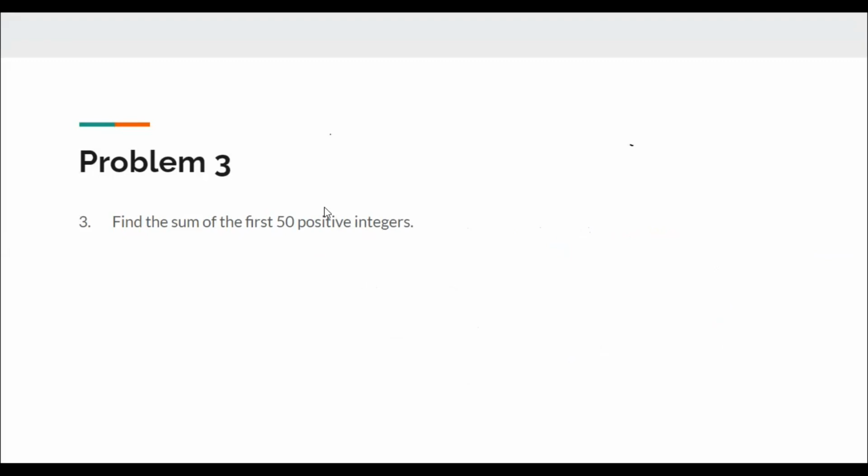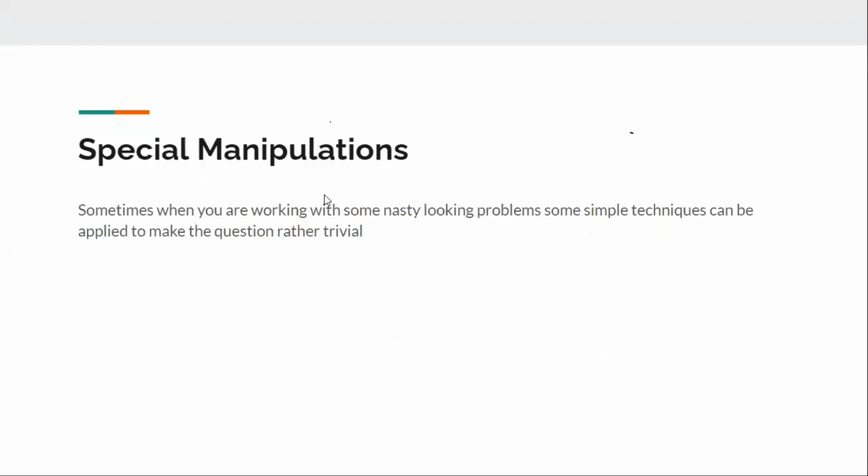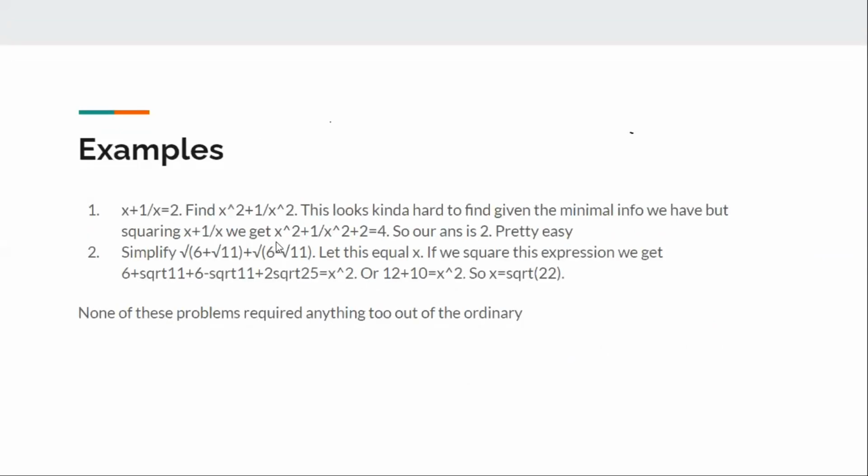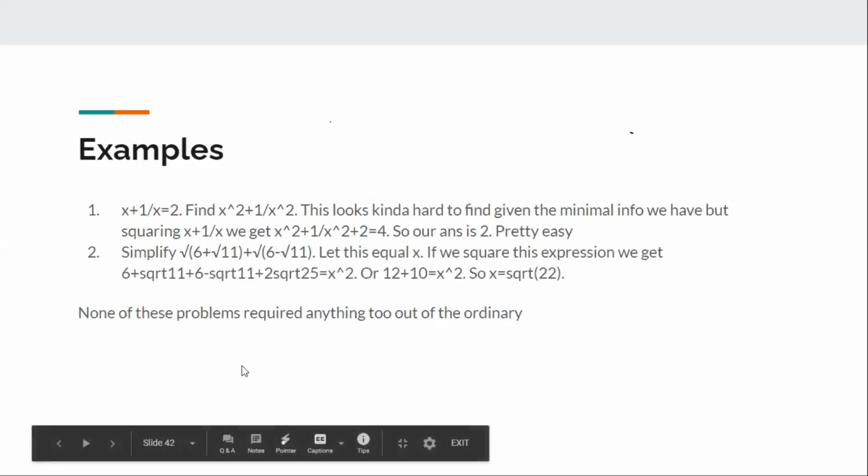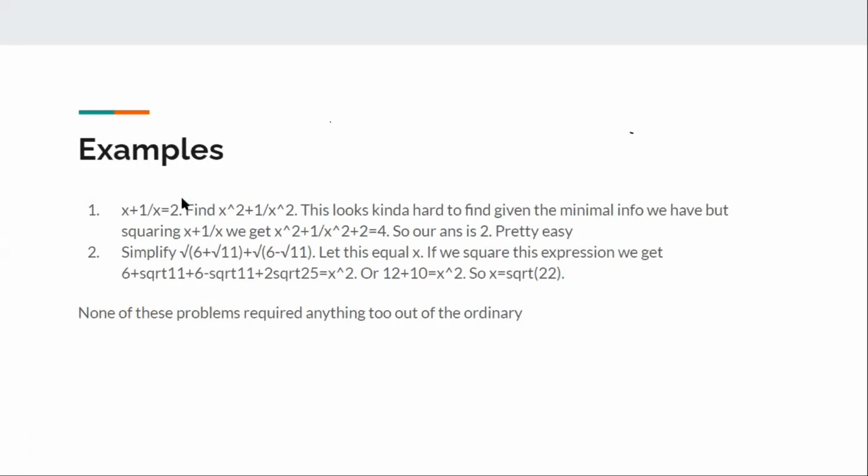Okay. Special manipulations. They're nasty looking problems, but some simple techniques can be applied and make the question rather trivial. Okay. So here's an example. There are two examples you can mainly look at. One is this one. This is a popular one to see, especially in MATHCOUNTS. So like x plus 1 over x is equal to 2. Find x squared plus 1 over x squared. So it looks like you don't have enough information. What do you actually do?